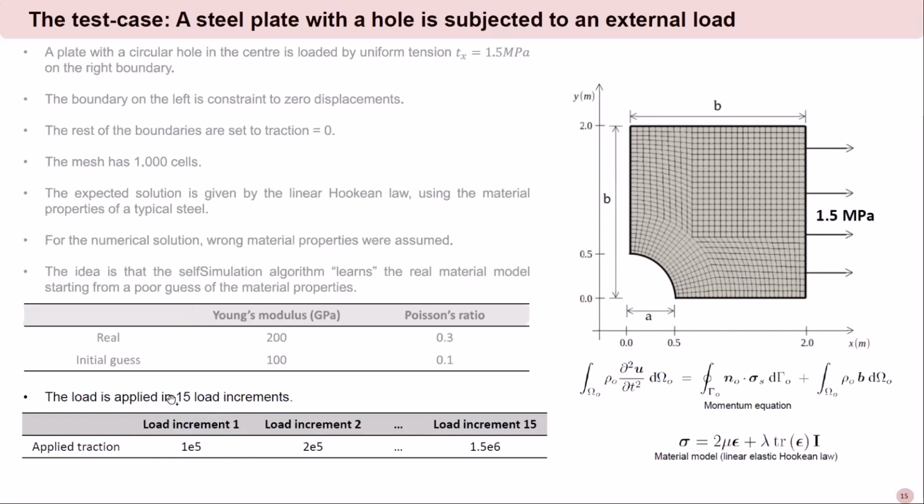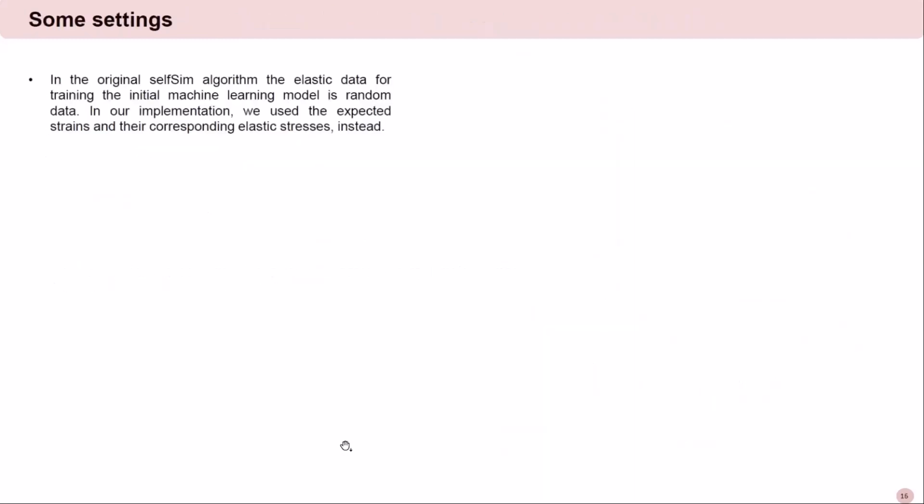In the context of this algorithm, running the simulations for all the load increments is called performing one load pass. And every time one of the load increments gets converged, the results in terms of strains and stress are added to the training data. So over time, the training data is growing in size. And we limited internal iterations to 5.